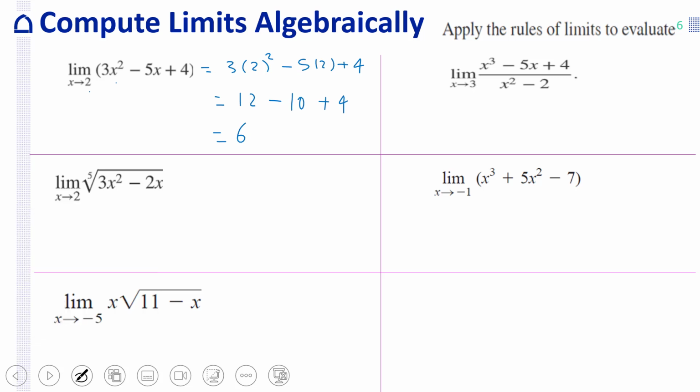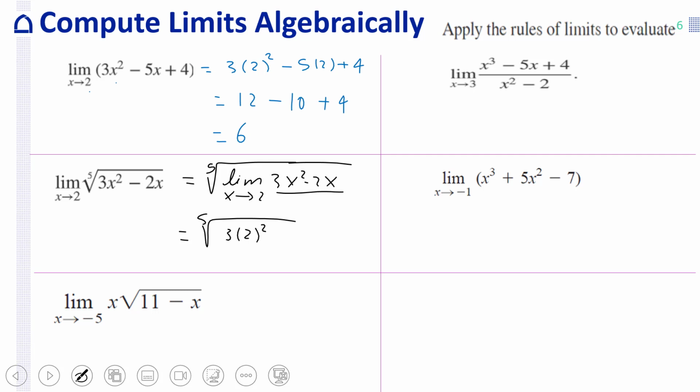How to do this one? You can take the limit inside the roots. Now you have a polynomial inside the roots, so you can plug in the number. Substitute x by 2. So you have 3 times 4, 12 minus 4.